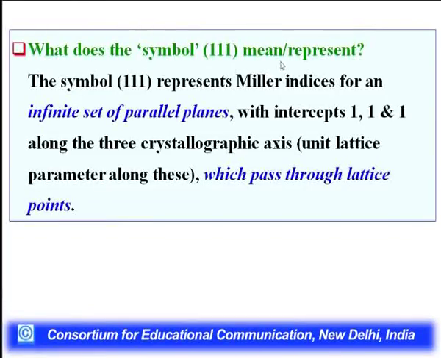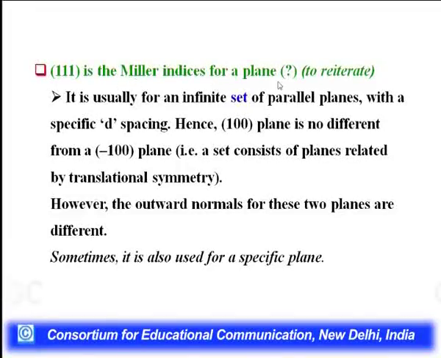What does the symbol 111 mean and represent? The symbol 111 represents the Miller indices for an infinite set of parallel planes with intercepts 1, 1, 1 along the three crystallographic axes, where we take the unit lattice parameters along these axes passing through the lattice points. These are the intercepts for that particular point. 111 is the Miller indices for a plane, usually for an infinite set of parallel planes with a specific d spacing.